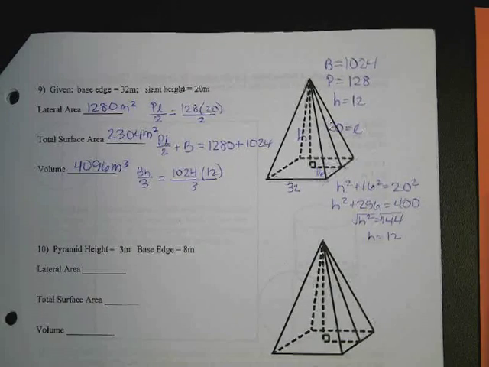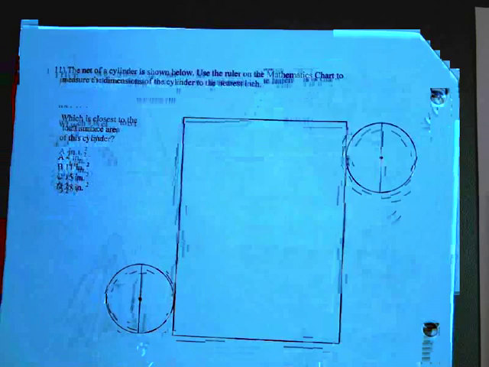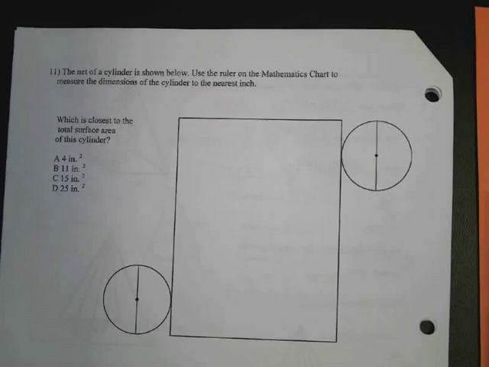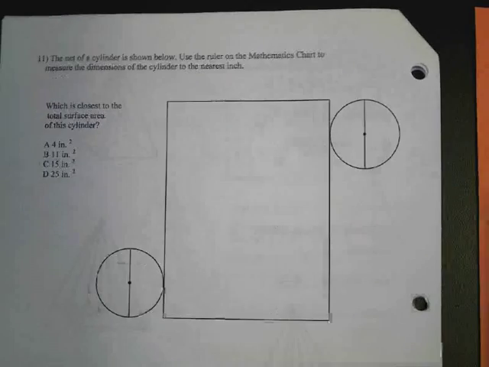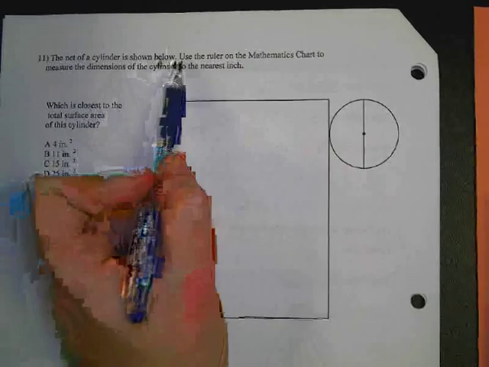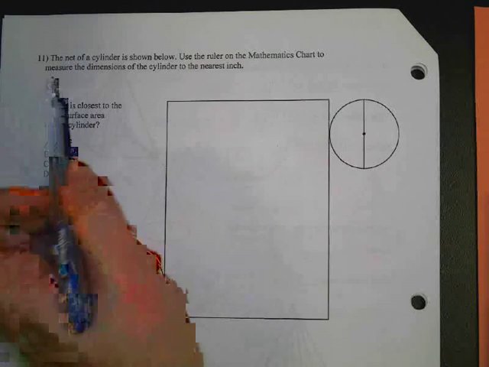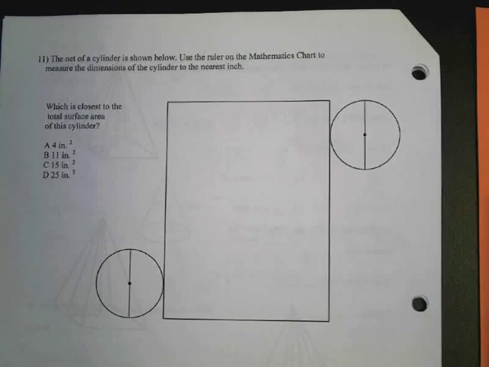All right, I'm going to work one more problem and then I'll do a new video. On this last problem, number 11, it's asking us to calculate, we have this cylinder, and it's the net that's shown. And we want to use a ruler and measure the dimension of the cylinder to the nearest inch. Nearest inch means a whole number.